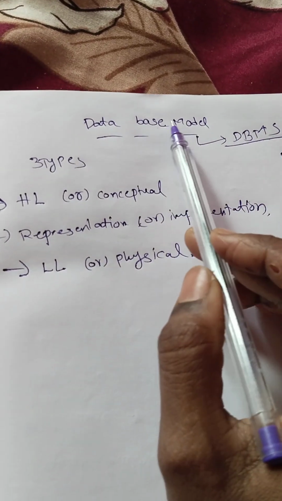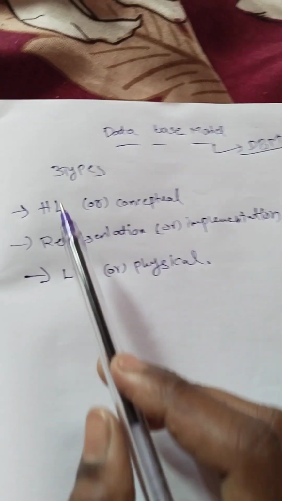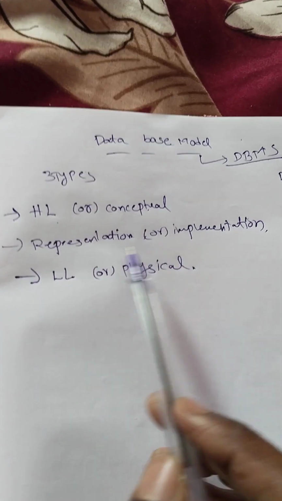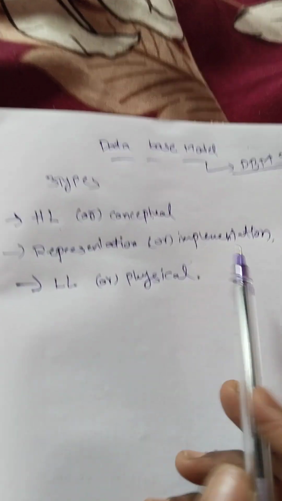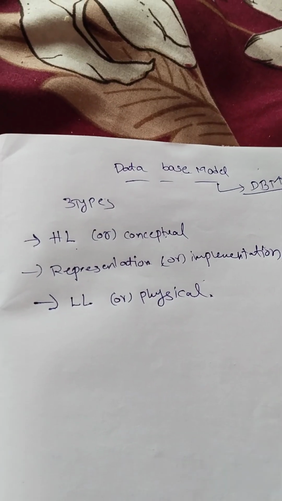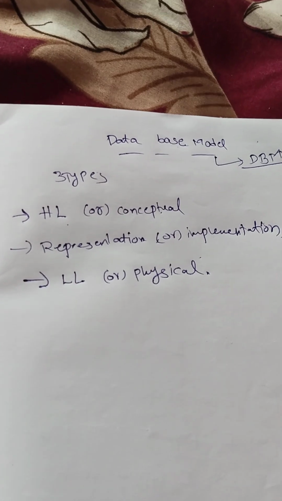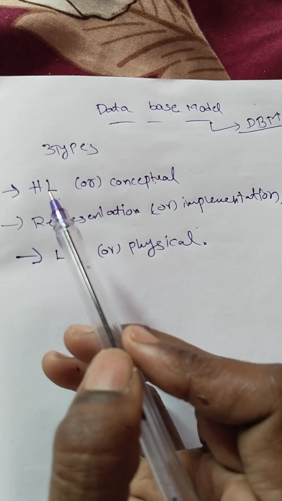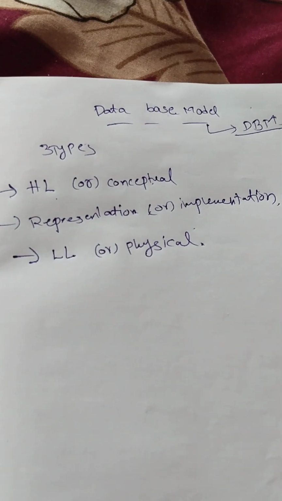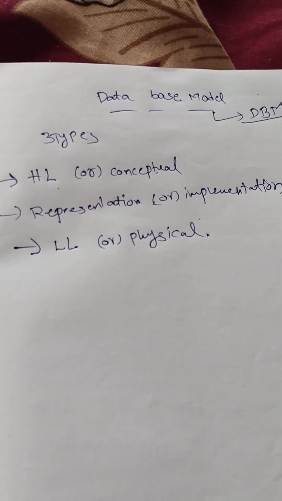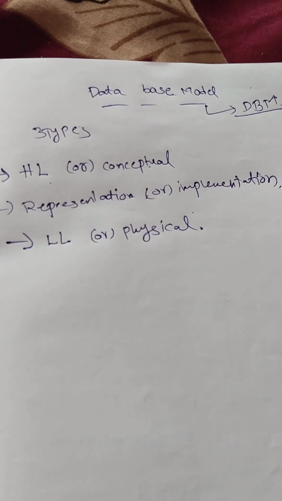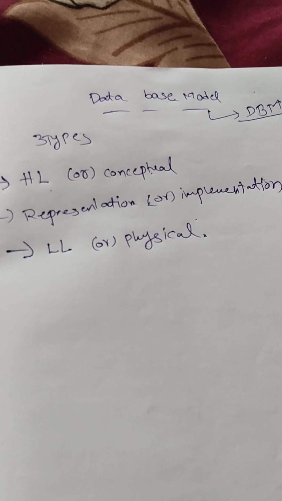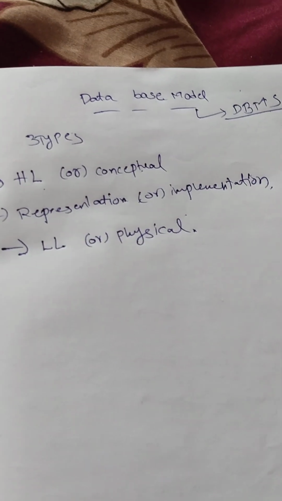In this we have to use some different types of models. What are the models? High level or conceptual model, representation or implementation model, and third, the low level or physical model. For building software, we need different types of models. For example, if you want to construct a building, first we have to analyze how to construct it. We have to design one blueprint, right? We analyze which area to allocate for the bedroom, hall or kitchen. We have to draw one architecture.